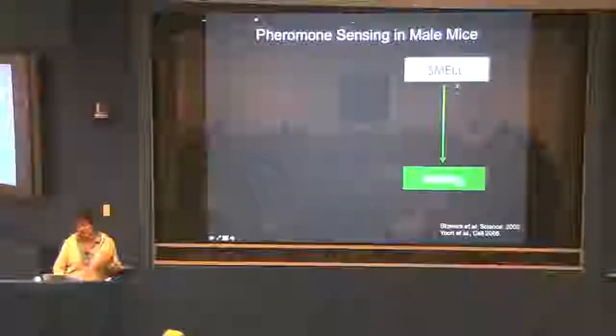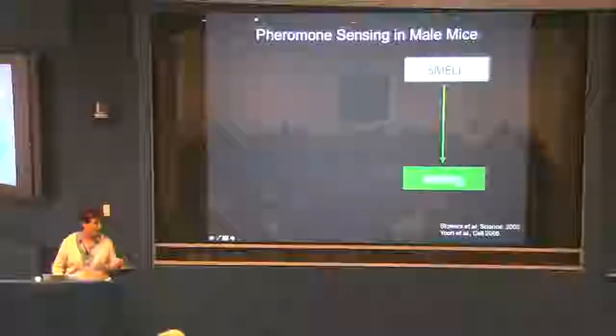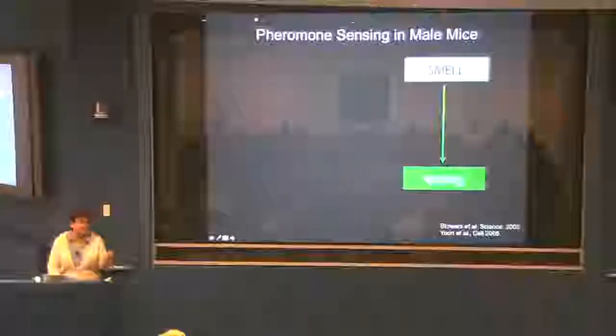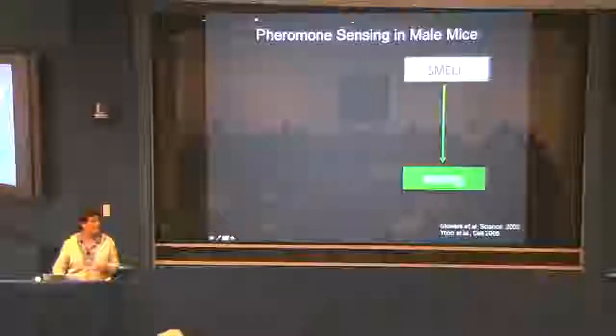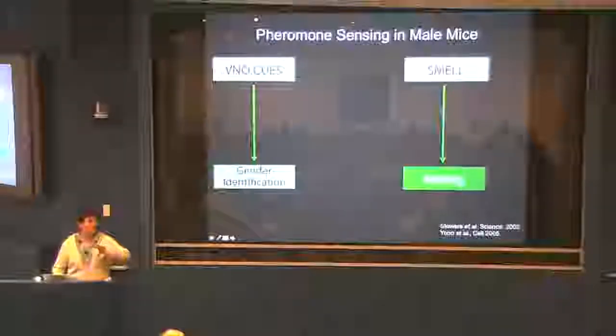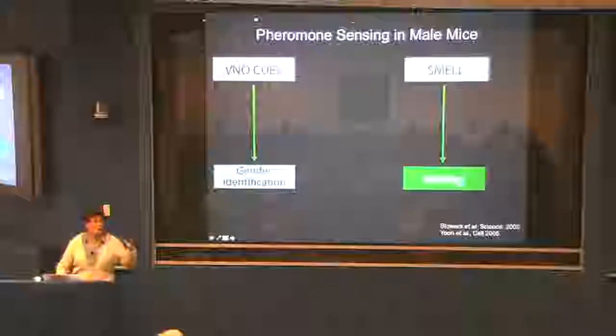So in other words, it seems like the sense of smell, or at least a subset of neurons in the olfactory epithelium, was essential to trigger mating behavior. And the vomeronasal organ is doing something else. So what does it do?